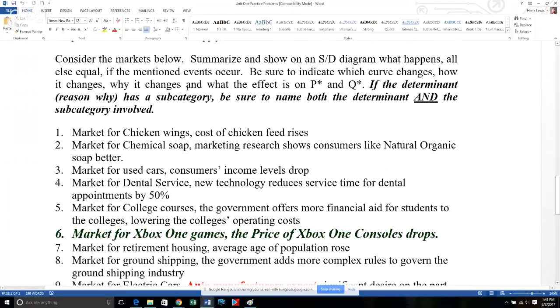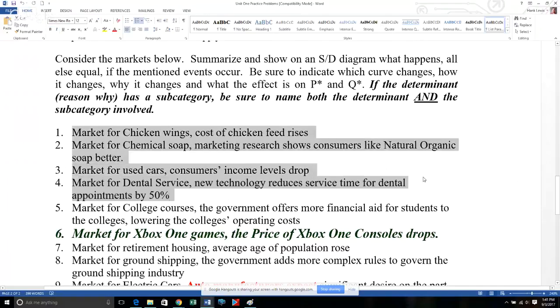Now remember, some of those shifters have subcategories, so you got to be specific, determinant and subcategory, and be careful. There are either substitutes in consumption or substitutes in production, but there are no substitute goods. That does not explain which side of the market is affected, so be mindful. We're going to work these first 4. You need to work all of them just to get a good handle on how this stuff works, but if you can follow the first 4, you can follow any of them.